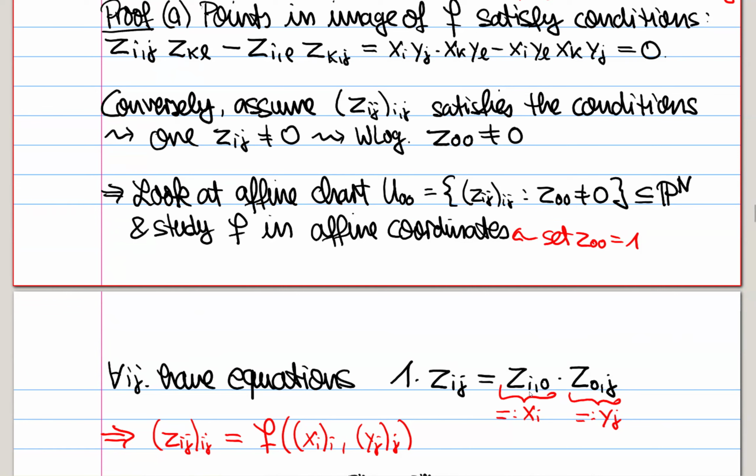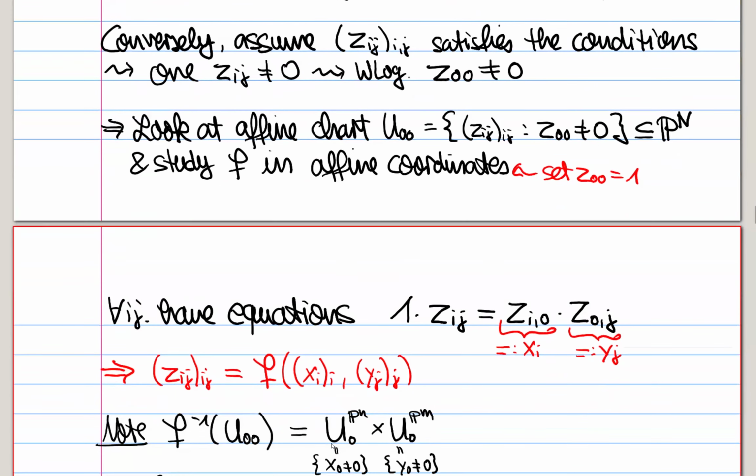So if we set x_i to be z_{i0} and y_j to be z_{0j}, then this equation here just tells us that this point that we started with is in the image of F. Let me just say, F of exactly these two tuples. And so we proved the converse equality. If we are in this affine patch and if we satisfy the equations, then we are in the image of F. And since these affine patches cover everything, we're done. So we have proven the image of F is this projective variety.